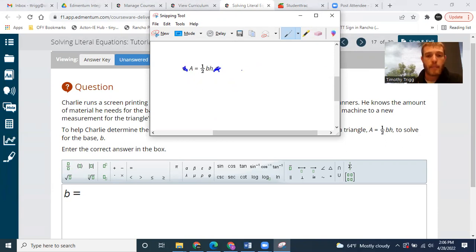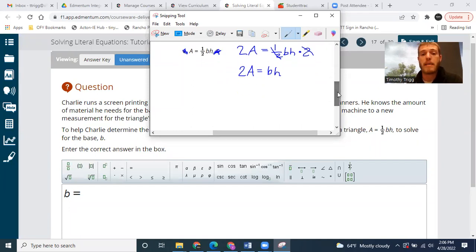So the first thing I would say is, we have A equals 1/2 BH. So it's 1/2 times B times H. The first thing I would do is multiply by the denominator, in this case 2. Multiplying by 2 will cancel out this 1/2. But that means I need to multiply the left side also by 2. Remember, whatever you do on one side of the equation, you have to do the exact same thing on the other side of the equation. This gives us 2A equals BH.